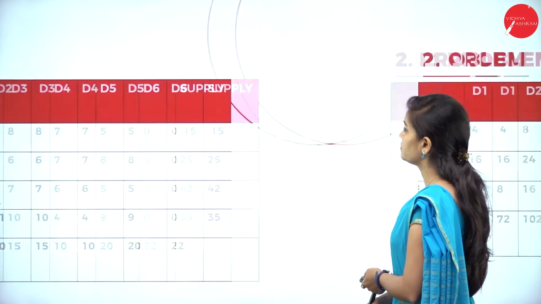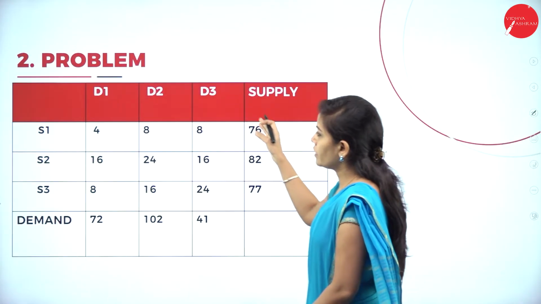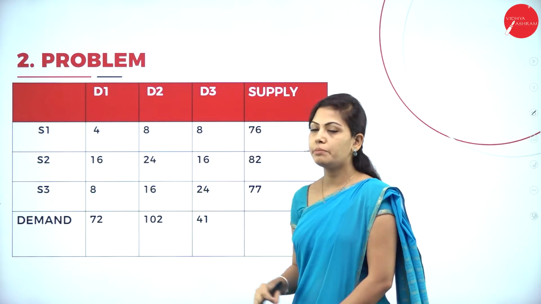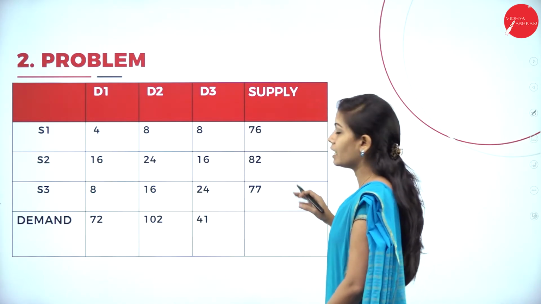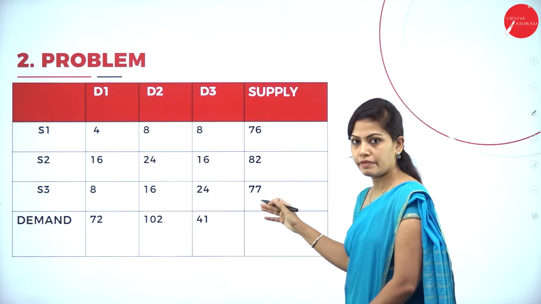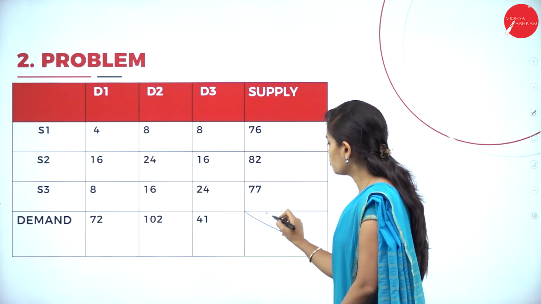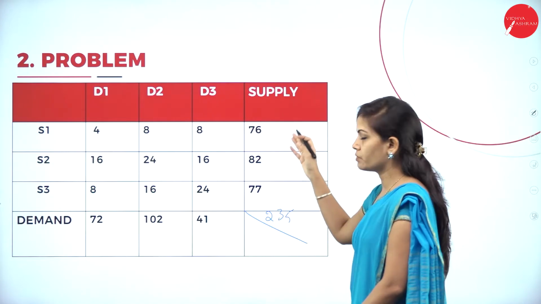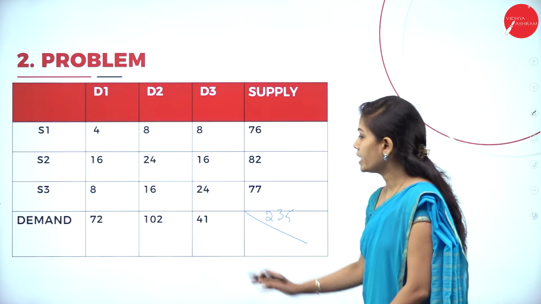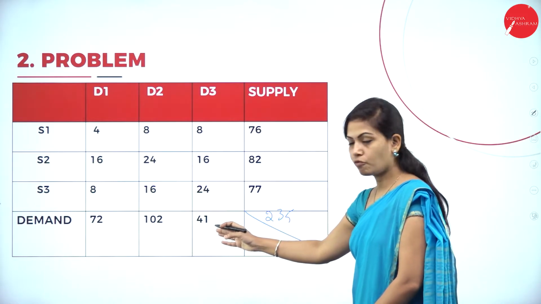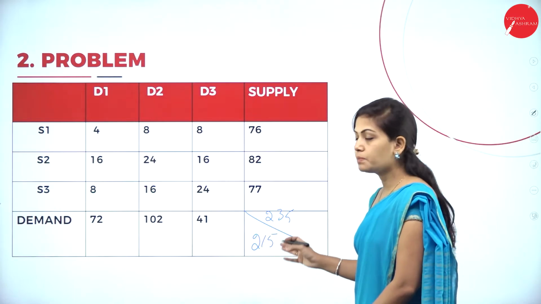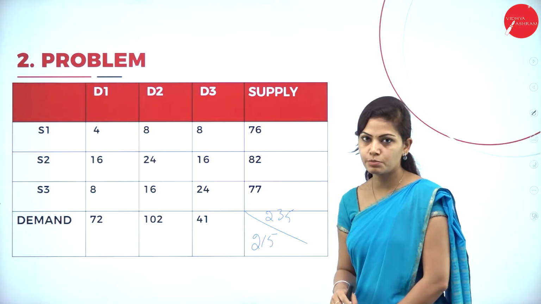Next example. Here again we have 3 columns and 3 rows with supply and demand values. First check whether it is balanced or unbalanced. 76, 82 and 77 is 235. So it is your supply value. And add all the demand values: 72, 102, 41 is 215. So is it balanced? No, it is not a balanced problem.